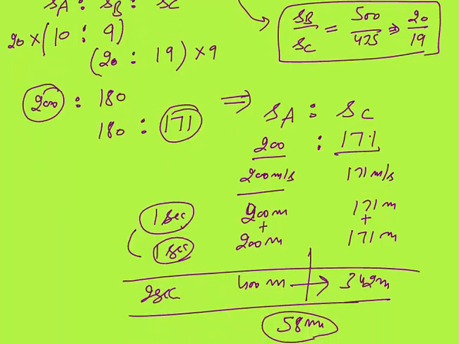Why have I not taken it further? Because the length of the track was only 400 meters. So the answer is 58 meter.